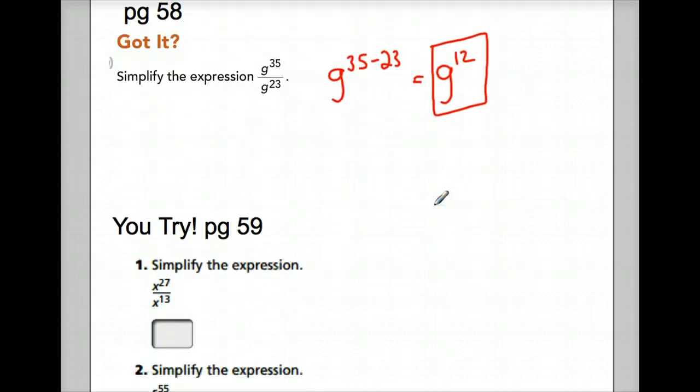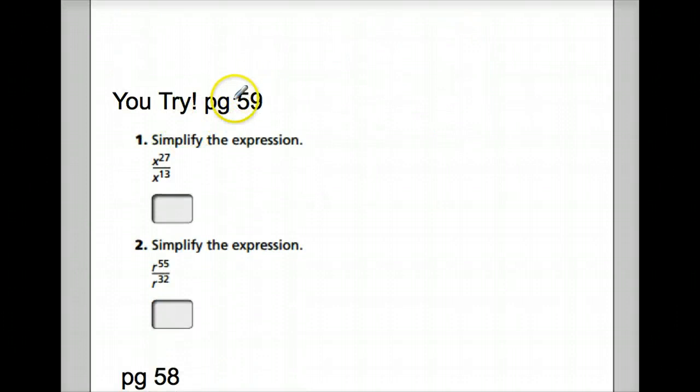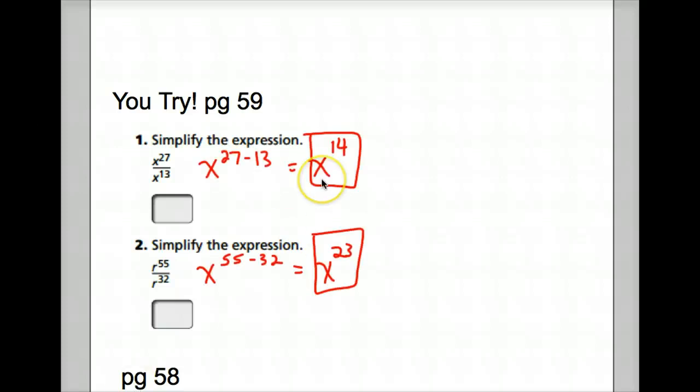All right, so why don't you try? The "you tries" are both on page 59. So flip there, try 1 and 2, and see if you get them right. Pause me here. All right, you should have gotten x to the 14th for 1 and x to the 23rd for 2.